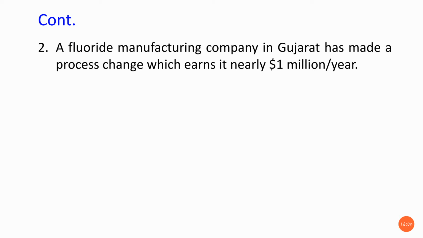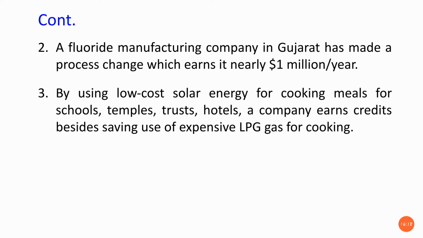And in this case, the fluoride manufacturing company in Gujarat has made a process change which earns nearly 1 million per year. So this is also a Gujarat company, the fluoride manufacturing company. They reduce the carbon emissions, and the carbon credits they transfer to other nations. By using low-cost solar energy for cooking meals for schools, temples, trusts, hotels, a company earns credits besides saving the use of expensive LPG gas for cooking. In this case also they are using solar energy. So automatically the emission rate is going to be reduced, and then we will get enough carbon credits.